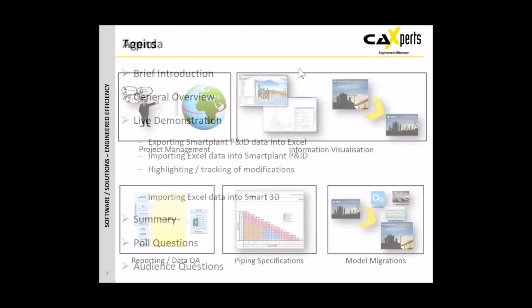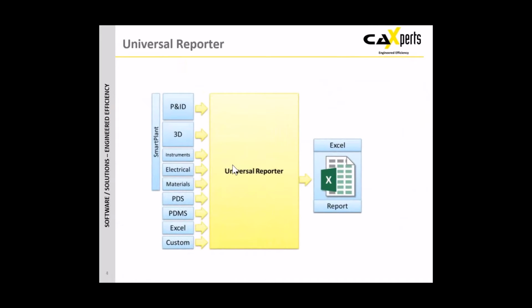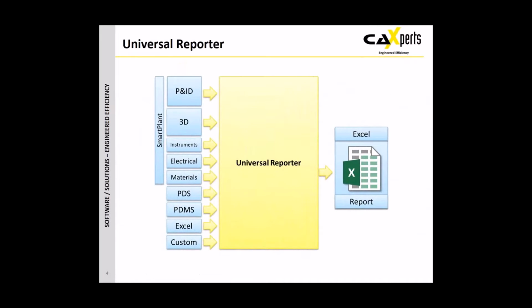Okay, so from CA Experts' point of view, I always like to start off with just positioning what we do as a company, and we have solutions that cover project management, information visualization, reporting, data quality assurance, piping specs, and model migrations. Clearly, though, today what we're focusing on is Universal Reporter and how that works with Excel and the Smart 3D and Smart P&ID, SmartPlant P&ID environments.